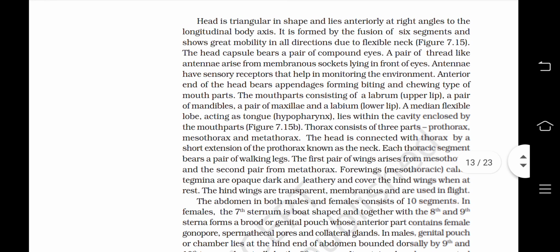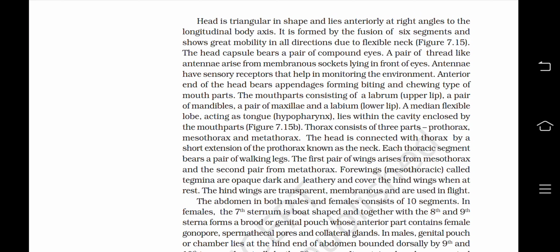Head is triangular in shape and lies anteriorly at right angles to the longitudinal body axis. It is formed by the fusion of 6 segments and shows great mobility in all directions due to a flexible neck. The head capsule bears a pair of compound eyes. A pair of thread-like antennae arise from membranous sockets lying in front of the eyes. Antennae have sensory receptors that help in monitoring the environment.